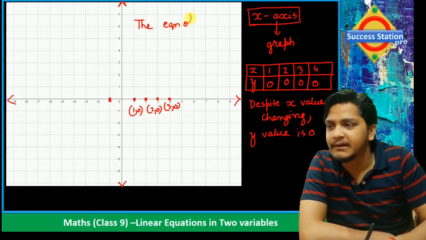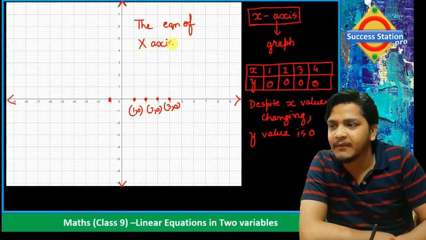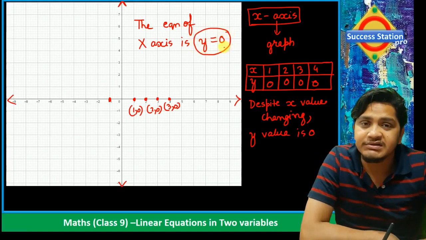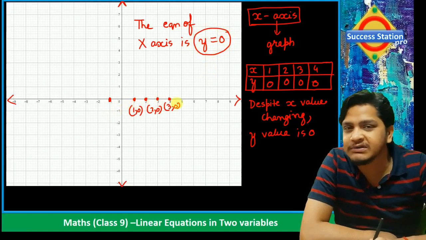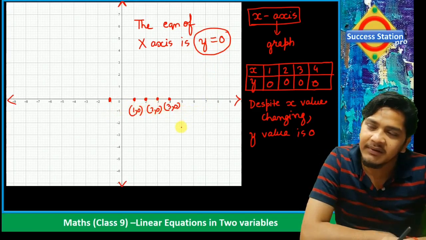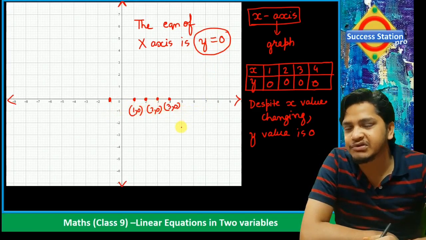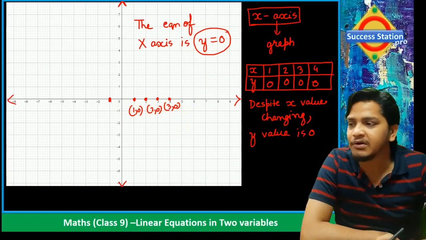So the equation of the x-axis is y equal to 0. Remember this. Why? Because despite taking any value on the x-axis, the value of y will be 0 only. So the equation of the x-axis is y equal to 0.